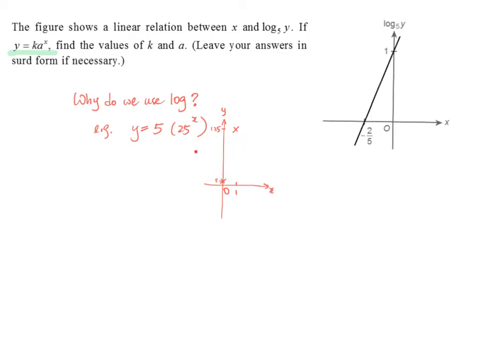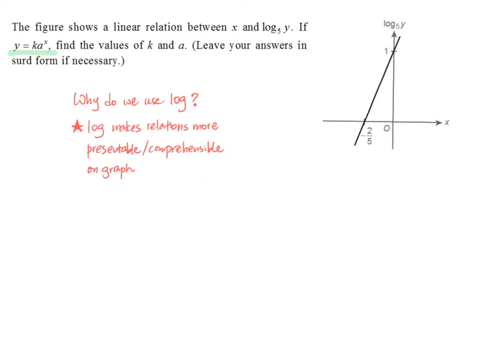When x equals 0, y equals 5, and when x equals 1, y is already 125. Imagine when x equals 2, this number gets tremendously big in value, and so it's very hard to present this function in scale. But because log deals with the power, the index, it actually shrinks the numbers by a lot, and it makes the relationship between x and y much more comprehensible, easier, and presentable on a graph.